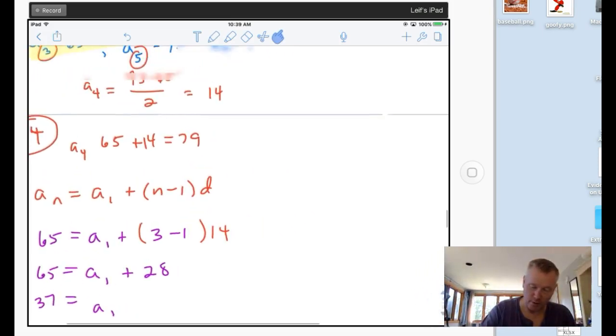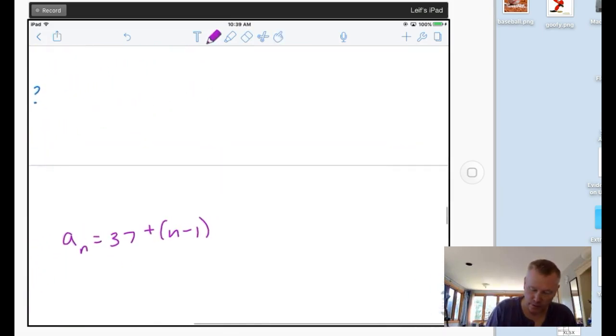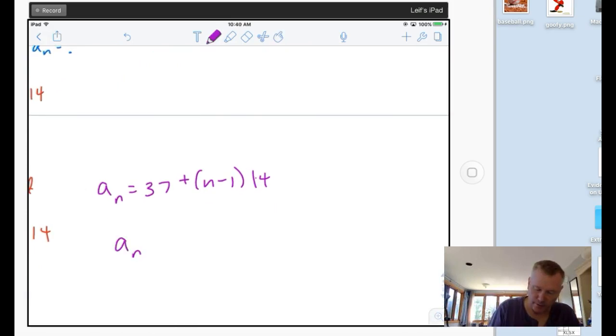So my equation, a of n, equals the first number in the sequence, which is 37, plus, it's not plus or minus, plus n minus 1 times d, which is 14. And if you like putting that 14 in the front, you can do that too. These are both the same thing, just written differently, okay?